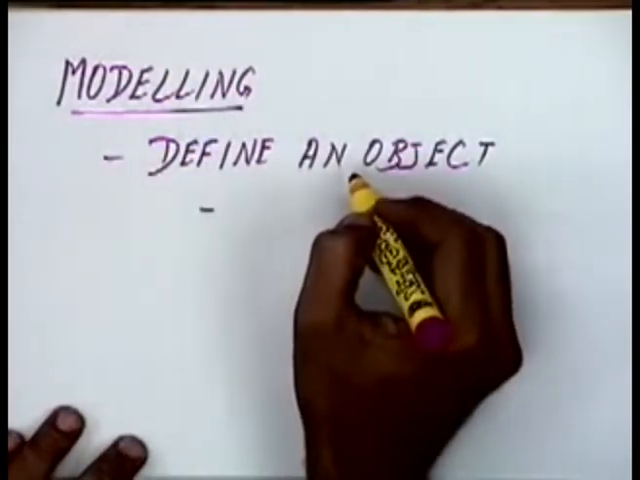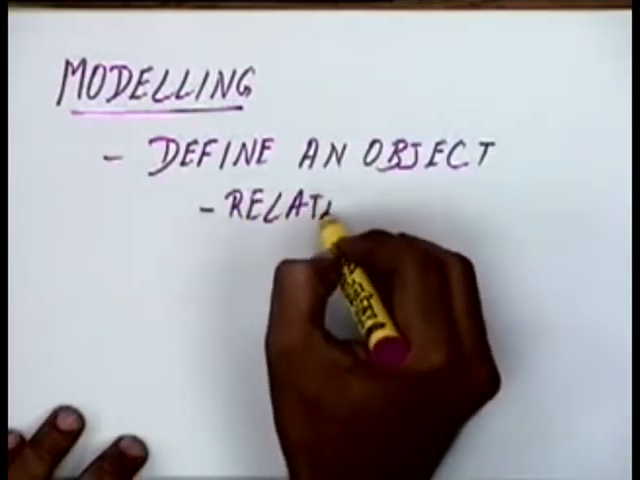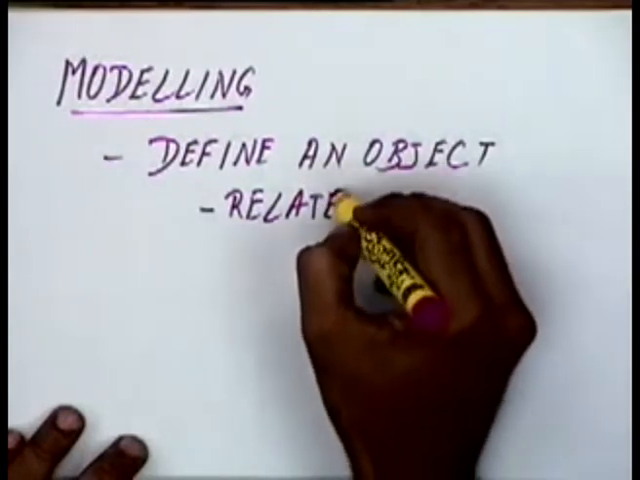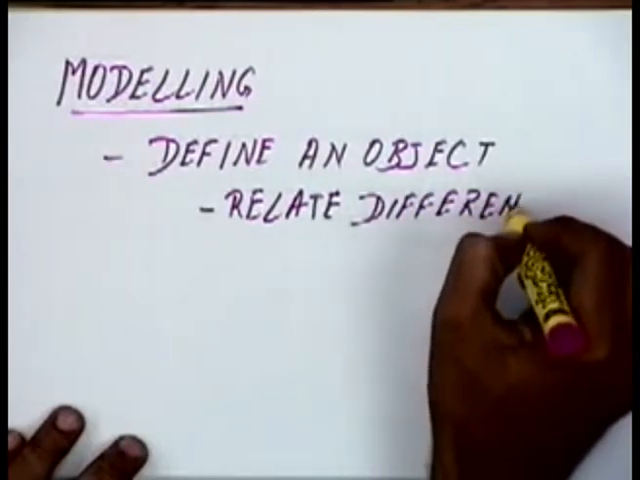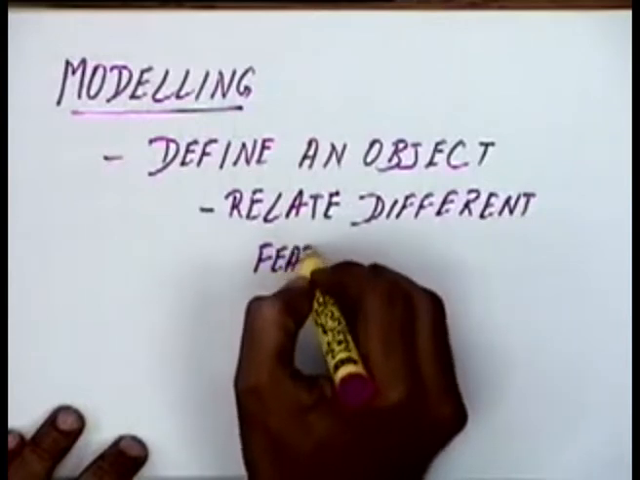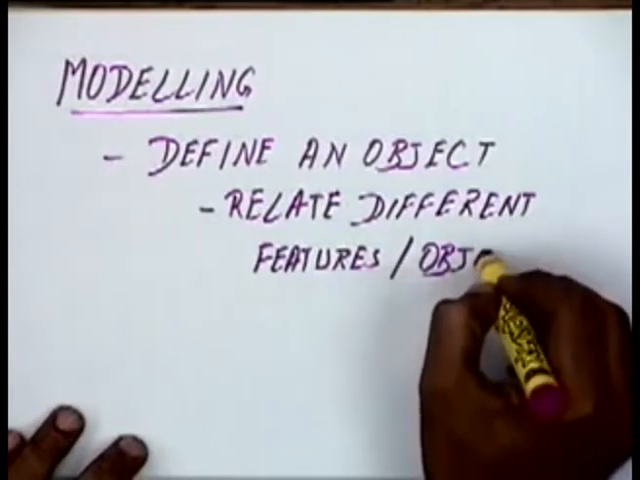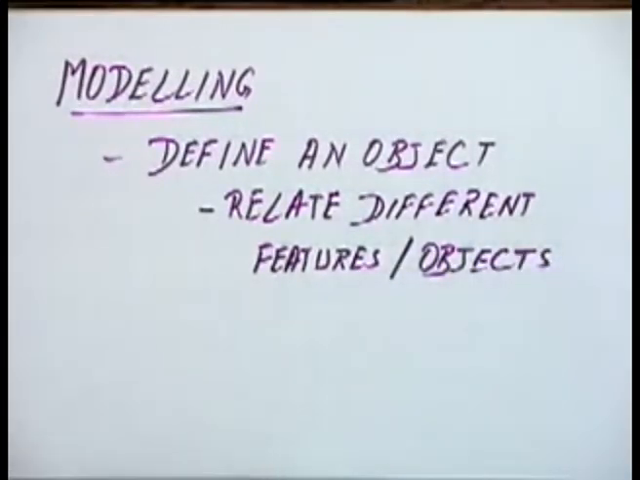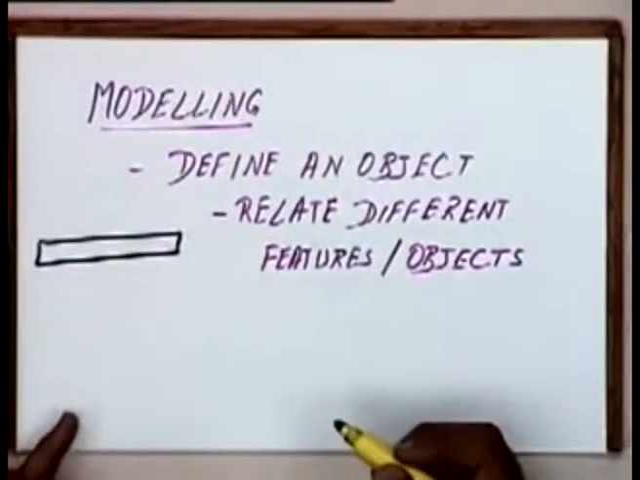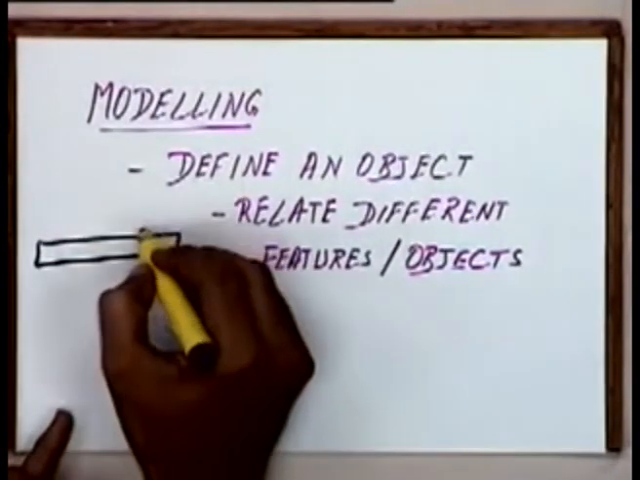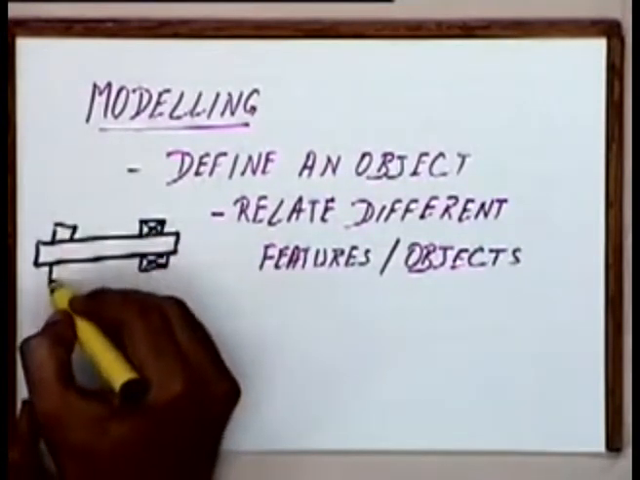When you are talking of defining an object, we are essentially saying that we want to relate the different features of an object, or relate different objects. For instance, if we consider this shaft, now this shaft is supported on a set of bearings.